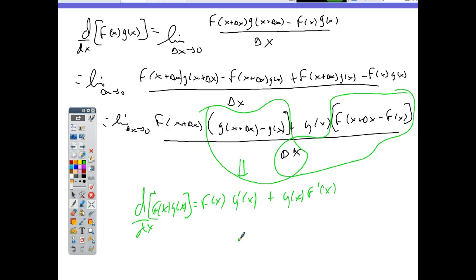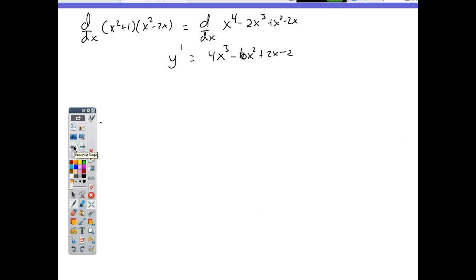Now, does that really work? Let's take a look backwards. Here was my function I started with. And since we could do this, we know this is the answer, correct? But could I do this using my new rule? The derivative with respect to x of x squared plus 1 times x squared minus 2x equals.